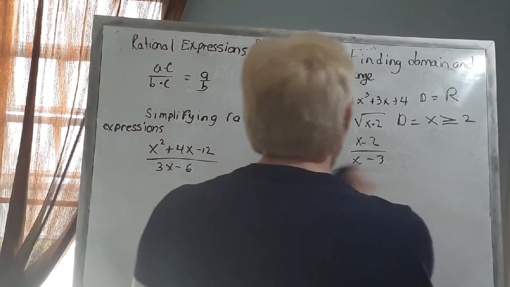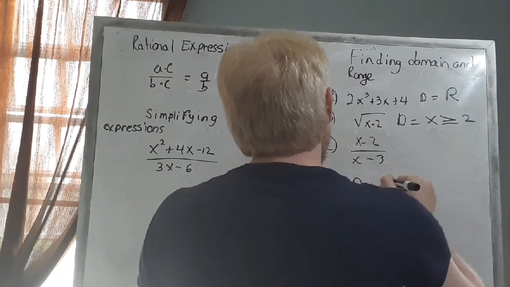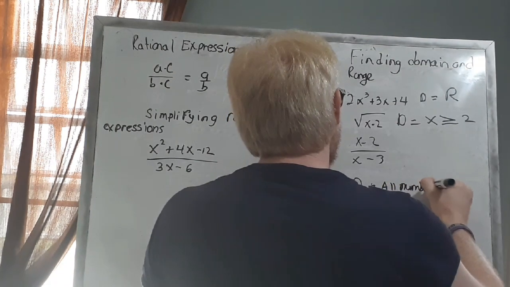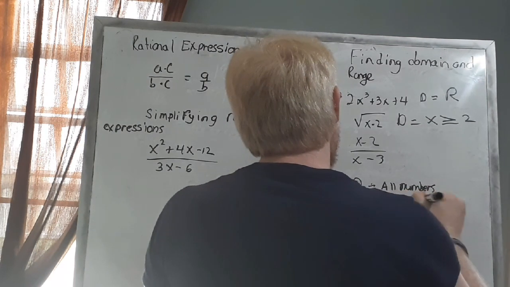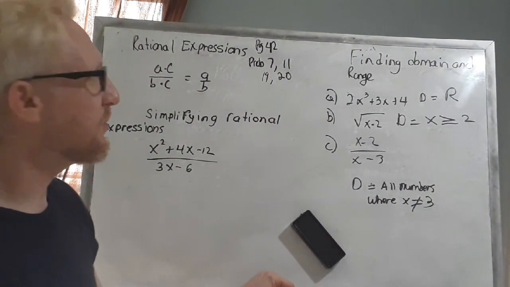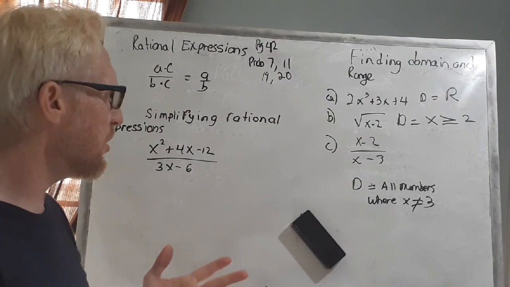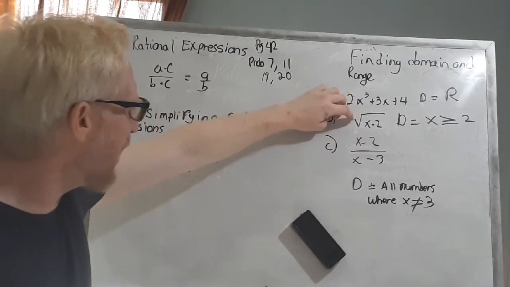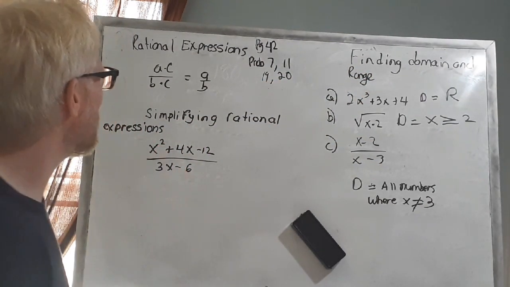So in this case, we say that our domain is all real numbers where x cannot be 3. So basically all numbers except positive 3, right? So that's pretty much how you find the domain of a function, specifically polynomial functions, radical functions, and rational functions, okay? So I'm going to go ahead and erase that, and let's talk about simplifying rational expressions.